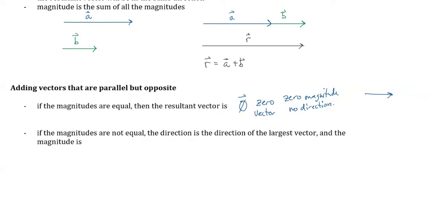So if this is my u, and this is my v, it's the same magnitude but opposite, then u plus v equals the 0 vector.